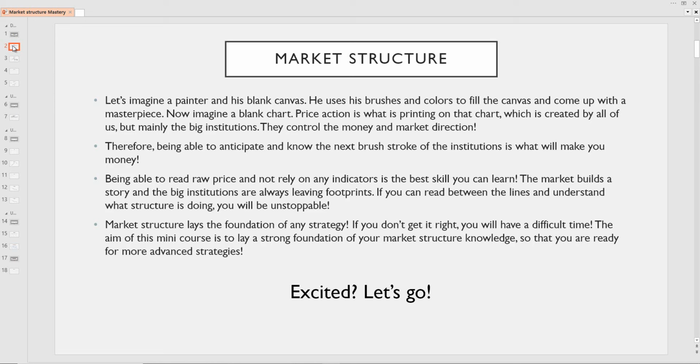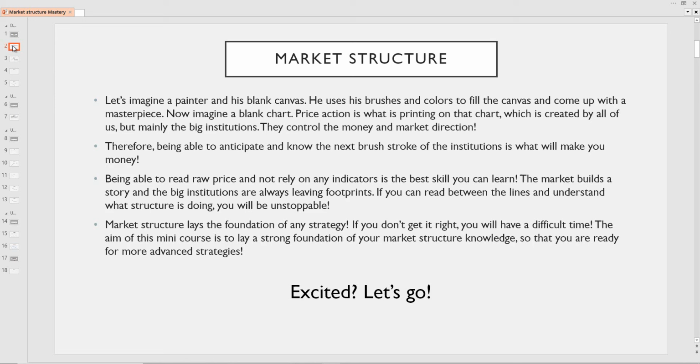We are the painters. But as I have said, mainly the big institutions are the ones that control the money and the market direction. They control the price from one pricing to another, and then they're going to rebalance it. So basically they are moving the market and they are printing the price, right? Because they have all the money and all the brushes and all the colors in order to really influence our canvas, our chart, right? I really hope that little example is clear so that you know how price action is printed, and you can always refer to that painter with his blank canvas.